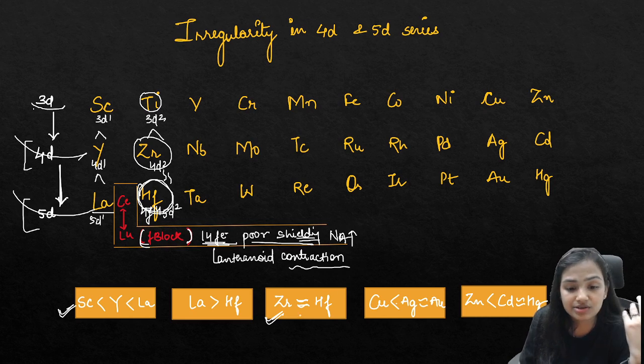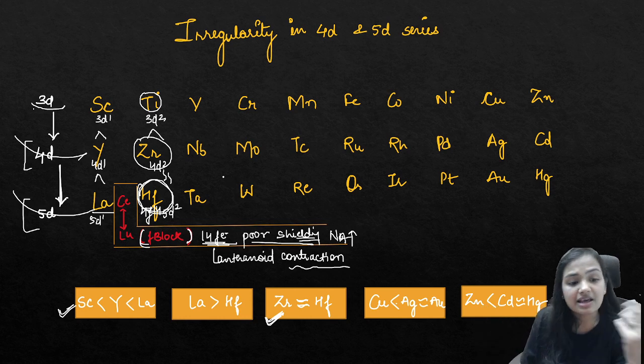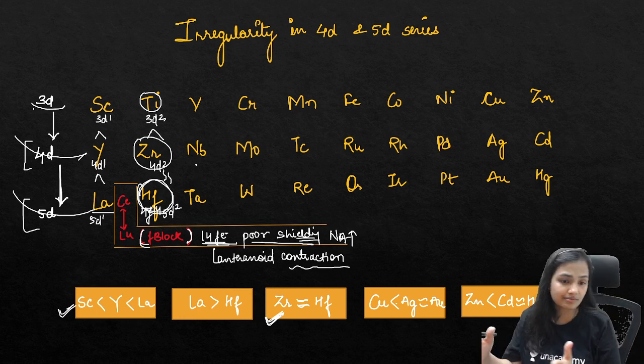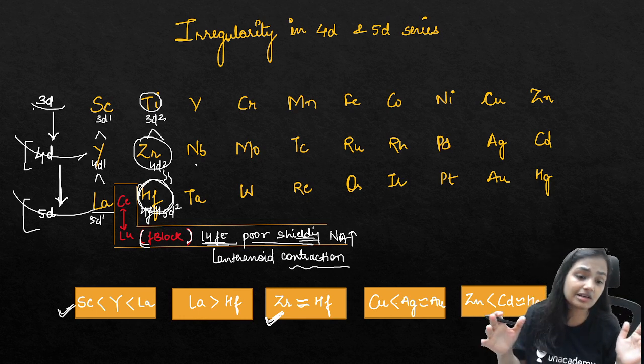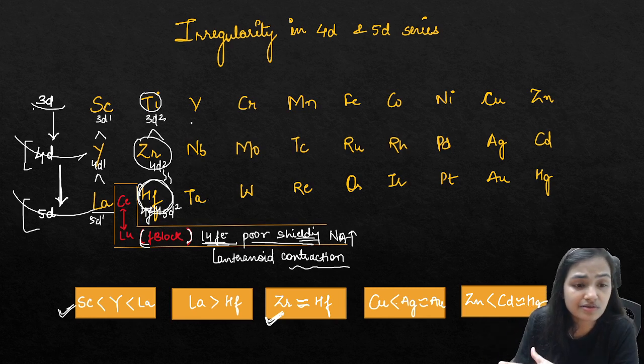Okay, and so therefore the size of hafnium becomes almost equal to that of zirconium. The same thing happens because these f electrons will cause this effect, and the impact will be faced by all the elements which are after the lanthanoids. Okay, so here also this will happen. Vanadium to niobium, there will be an increase in size.